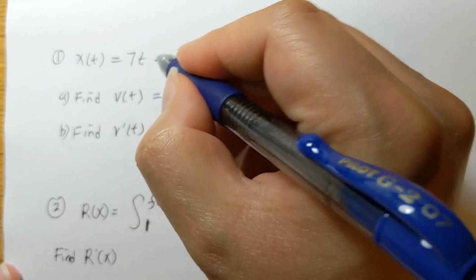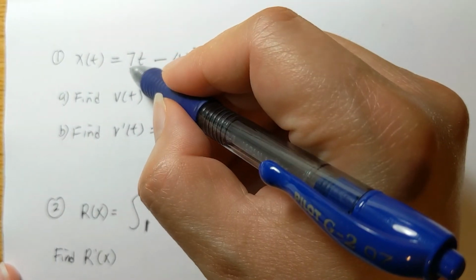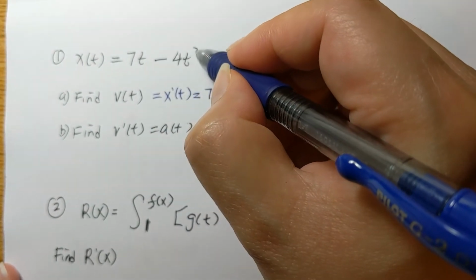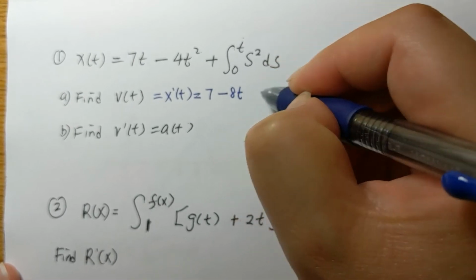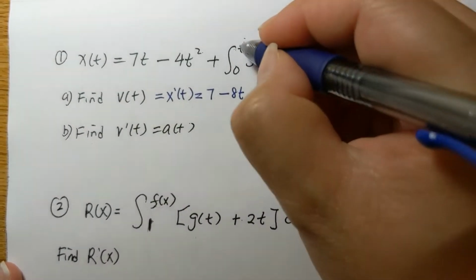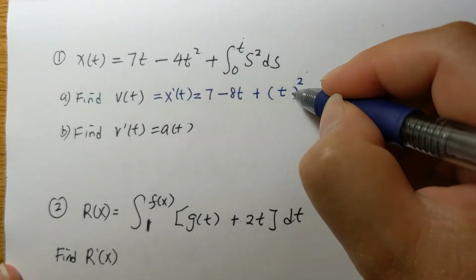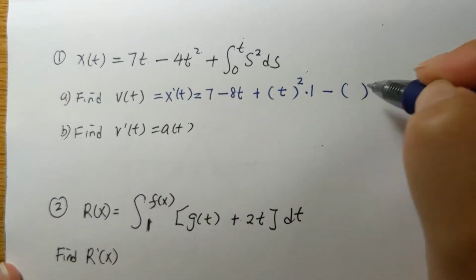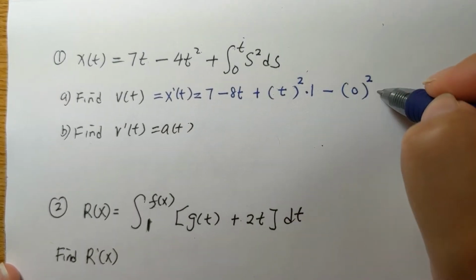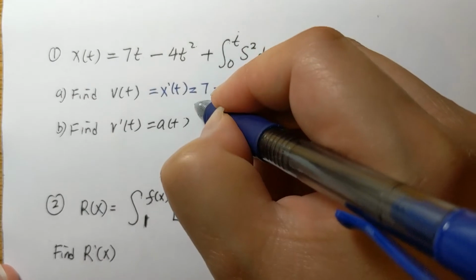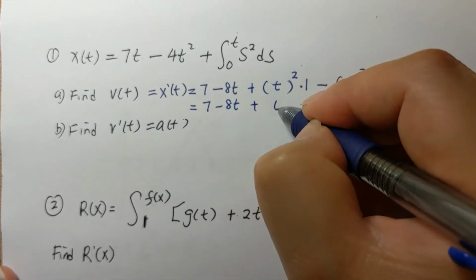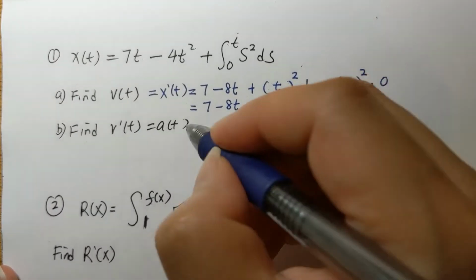So the derivative of this would be each term. If I take the derivative of 7t, that will be 7, minus the derivative of 4t squared. 2 times 4 is 8, so we get 8t. And then over here do parentheses, square, and times. Substitute t inside. The derivative of t is 1, and because you add square, parentheses square, you put 0 inside, and then the derivative of 0 is 0. So you simplify it. So you get 7 minus 8t plus t squared minus 0.